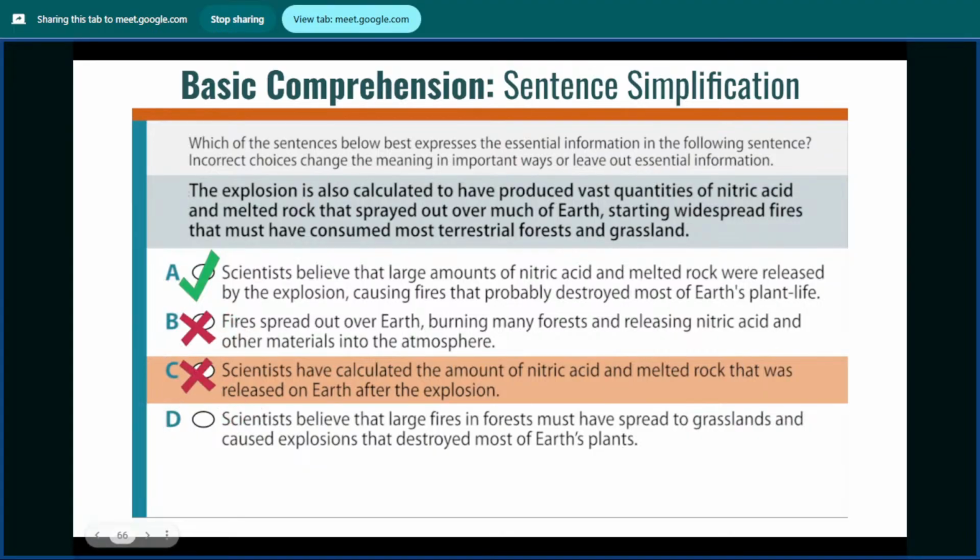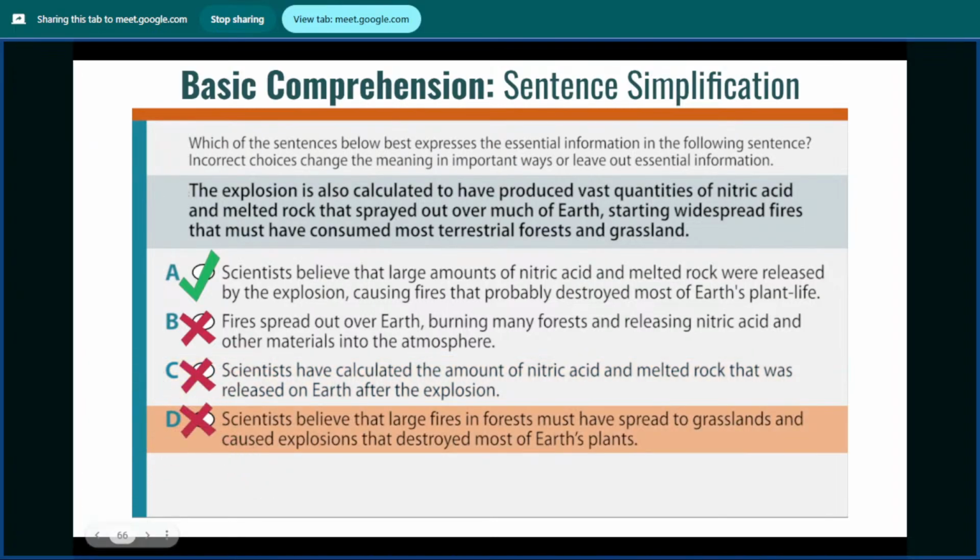Choice C can be eliminated because it leaves out essential information about the fires and the destruction of forests and plant life. And finally, choice D is incorrect because, again, the cause and effect are reversed. This one says that the fires caused the explosions, when it was really the other way around.